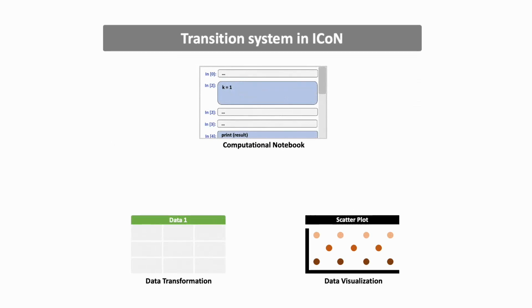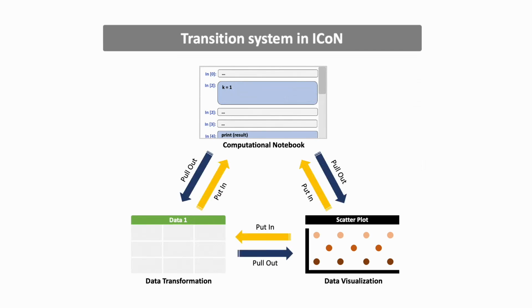While our system aims for analysis to work in a unified environment, an efficient method for transitioning between various tasks is essential. In ICoN, users can transition between multiple tasks using embodied interactions such as pull-out and put-in interaction, and they can also interactively explore the data.